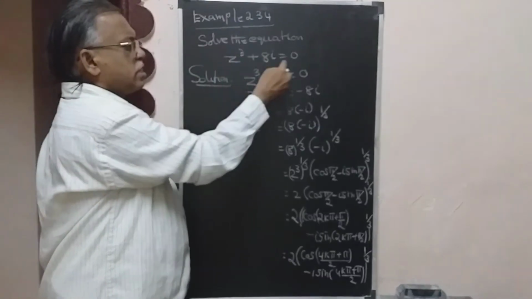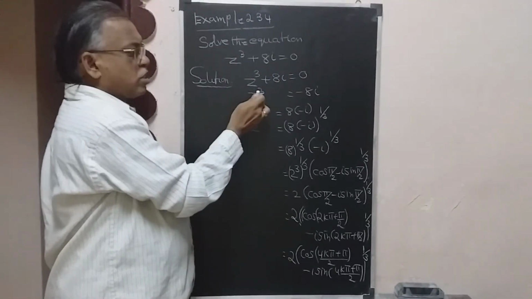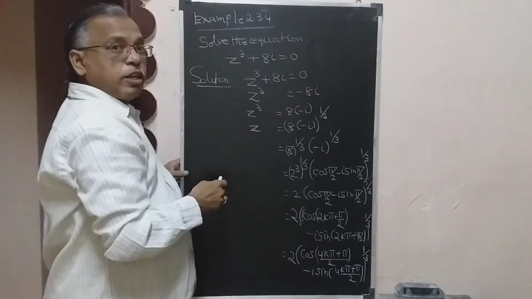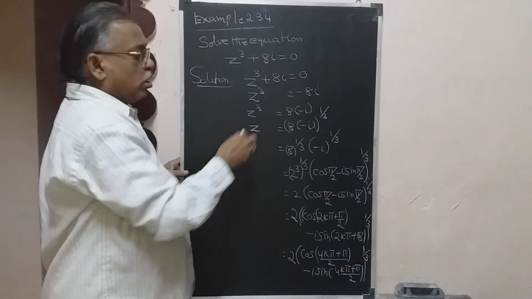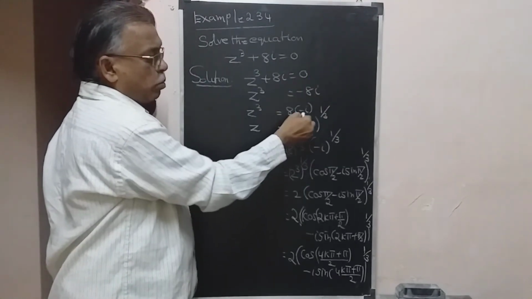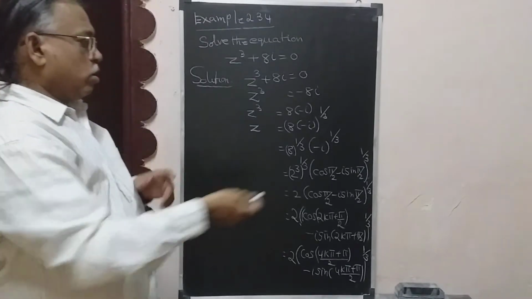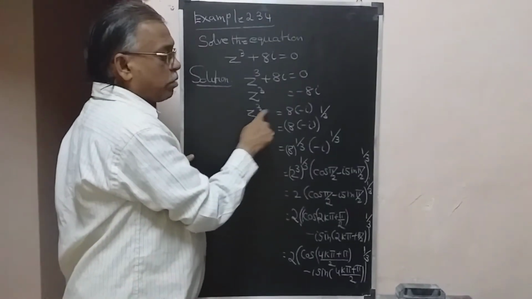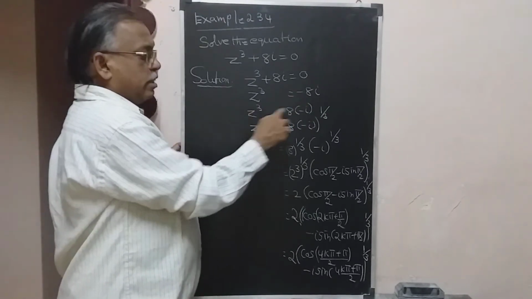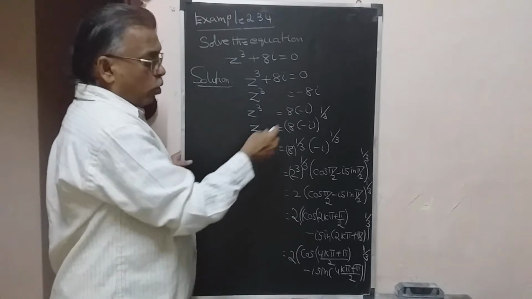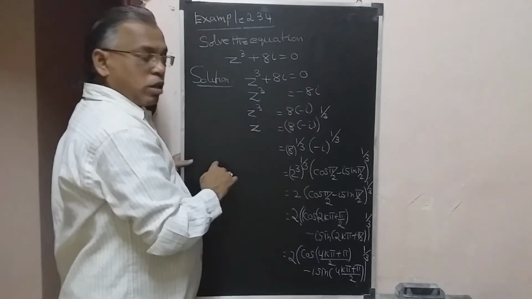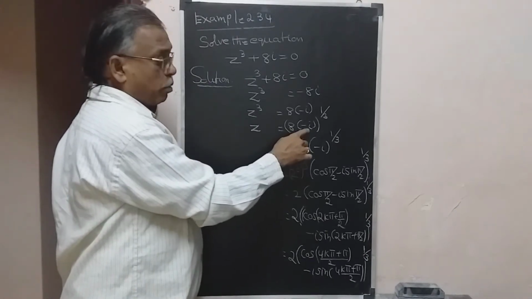Now z cube plus 8 is 0. Then z cube is equal to minus 8, because you bring the plus 8 to that side and it becomes minus 8. Now z cube is equal to minus 8, which I can write as 8 into minus I. So z is this power 3 coming as 1 by 3, because z power n becomes 1 by n. Now this 1 by 3 is present for both the terms, not only for 8 but also for minus I.